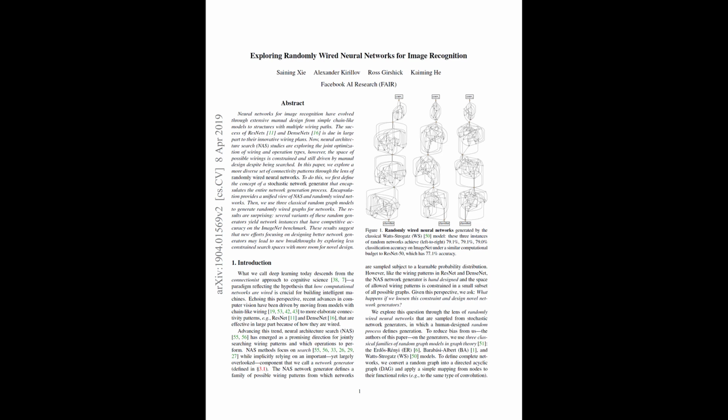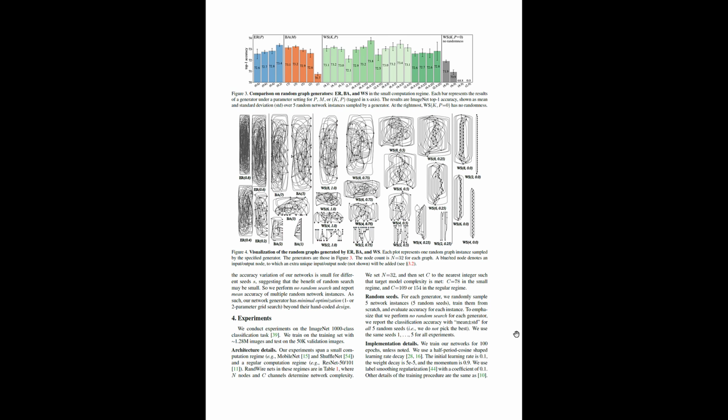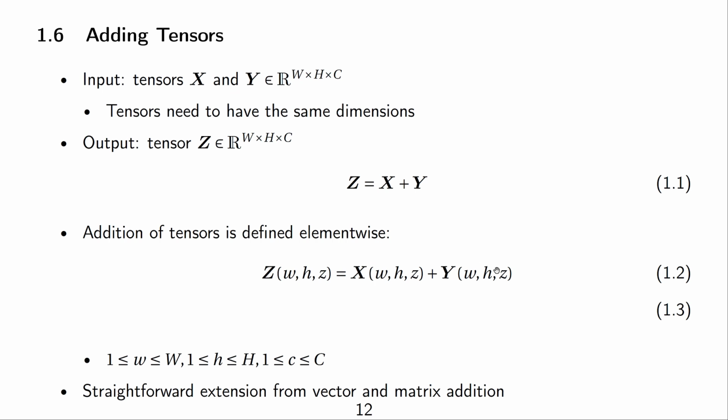As an example, here's the paper exploring randomly wired neural networks for image recognition. What we can see in this figure is that the topology of these networks can be pretty crazy. Also later on, maybe on this page, we see several more of these random networks that have really complex topology. Let's look at some of these components that are used to create more complicated networks.